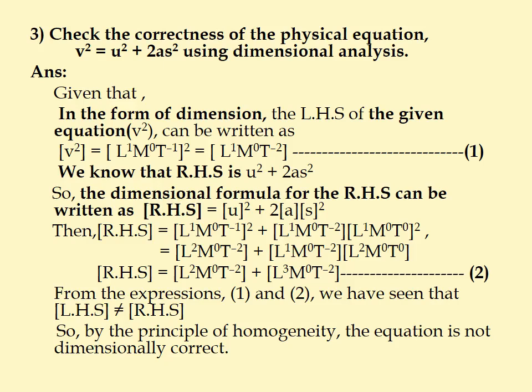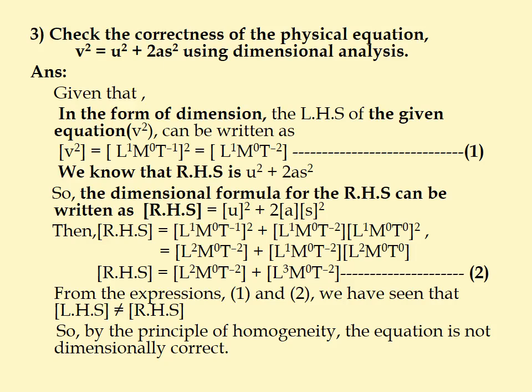Then dimension of RHS is equal to dimension of [L^1 M^0 T^-1] whole raised to 2 plus dimension of [L^1 M^0 T^-2] into dimension of [L^1 M^0 T^0] whole raised to 2, which is equal to dimension of [L^2 M^0 T^-2] plus dimension of [L^1 M^0 T^-2] into dimension of [L^2 M^0 T^0].